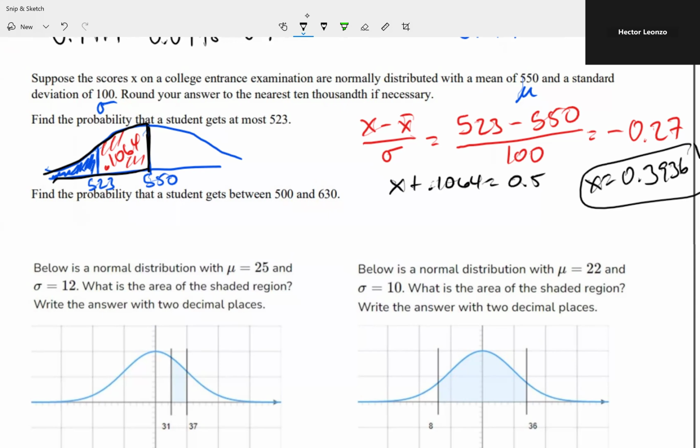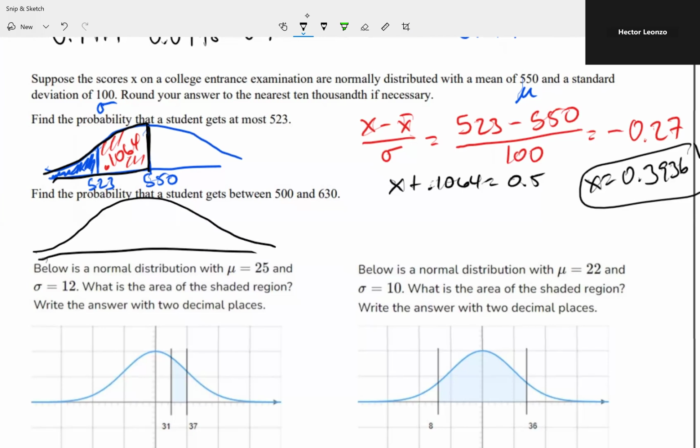Now for my next question, find the probability that a student gets between 500 and 630. Okay, so coming back, here's my normal distribution. Here in the center, the mean is 550. So I want to know between 500, let me just say it's right here, to the left. And 630 is right here, just to the right of the center. And let me highlight in blue what I'm solving for, all that, right?